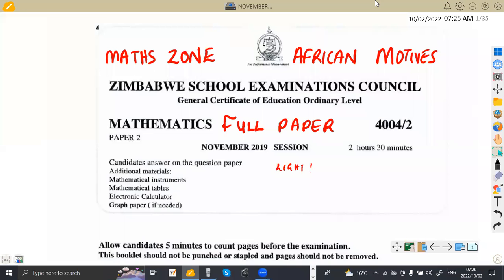As you notice, still working on O-level mathematics. So in this platform, we have the question paper which was written in November 2019. That is the question paper that we are going to focus on and see actually what we are supposed to have. So this is our paper 2 for O-level maths.